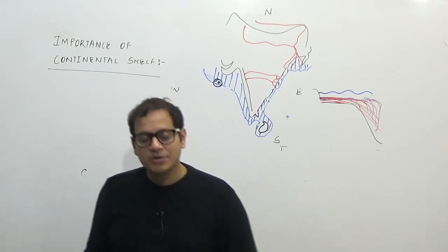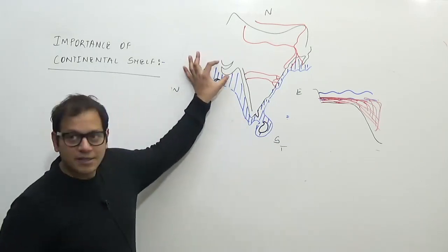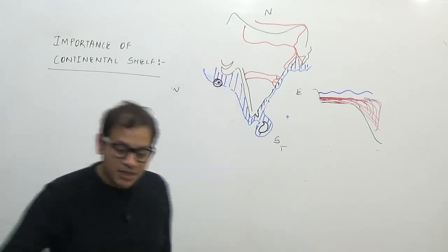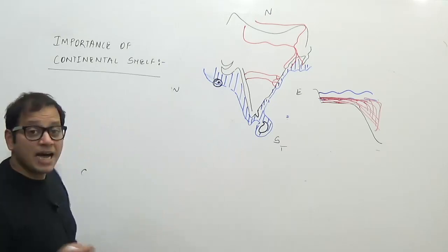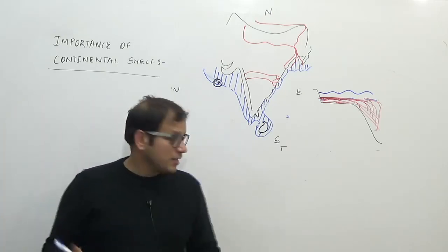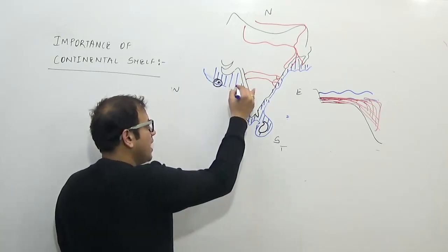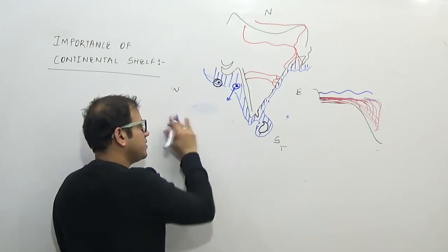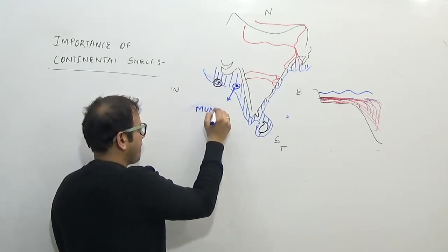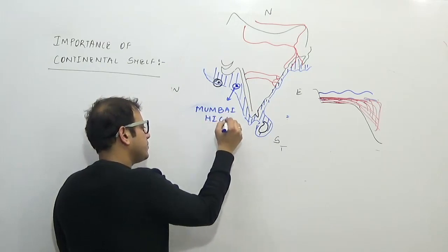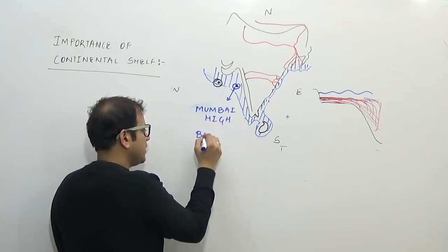Where are most of the petrochemical industries located in India? Either in Gujarat, or in the Basin High, Mumbai High region. So remember, the Basin High, Mumbai High region is the largest producer of petroleum, that is, the Mumbai High and below it the Basin High region.